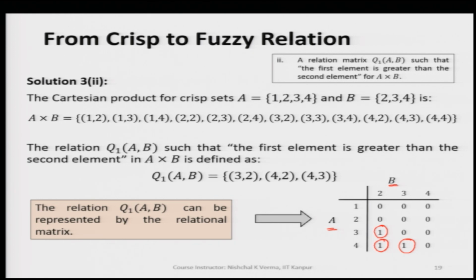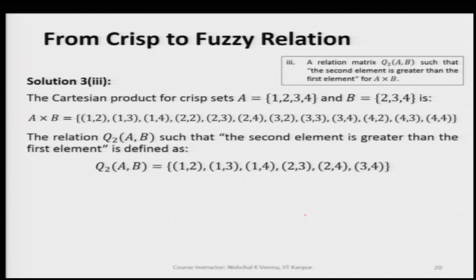Here it has to be noted why we are writing 1, because the logic is Boolean logic. Since this pair is completely present, that is why we are writing 1 for all the existing pairs and 0 for non-existing pairs. So, that is why we have this matrix here as the relational matrix. So, this is Q1 AB.